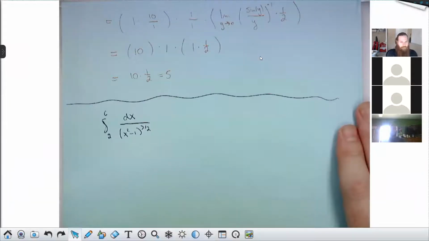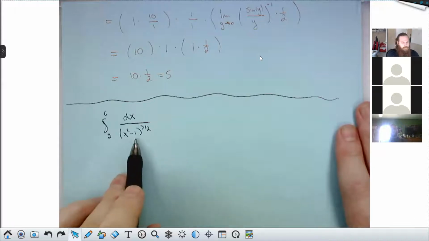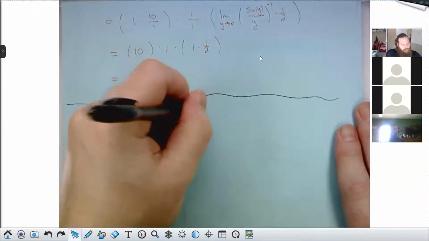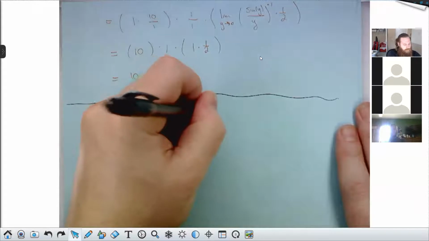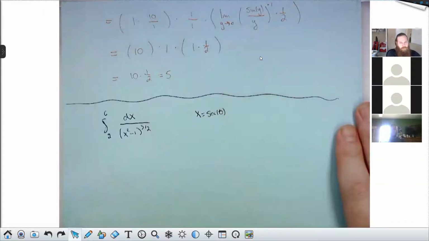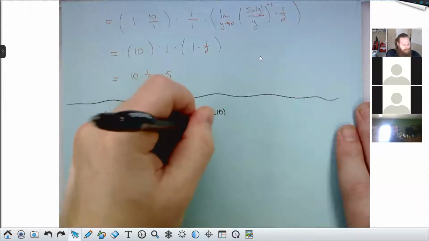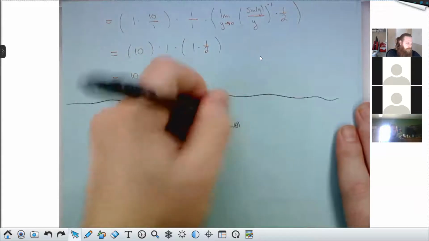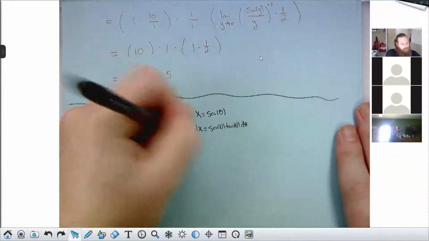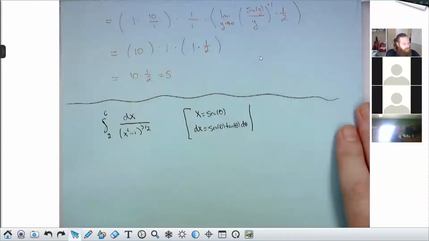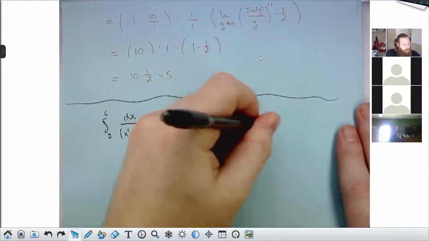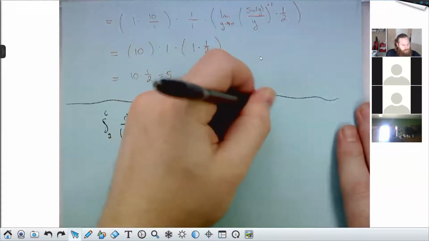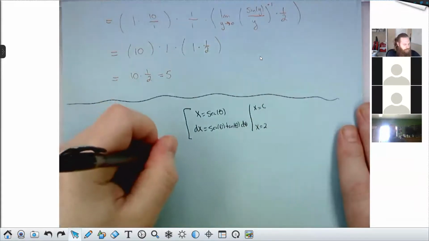Okay. So because this is like x squared minus a squared, I know I'm going to substitute for secant, right? Yeah. So this would be x equals a, where a is 1. So the substitution is just x equals secant theta, which means my dx is going to be secant theta tangent theta d theta. And I also need to change my bounds. So my old lower bound is 2. My old upper bound is 6.